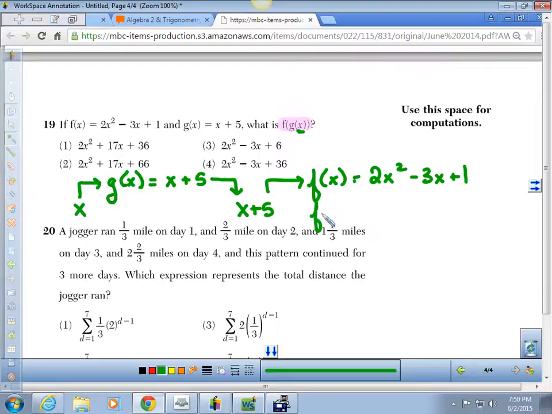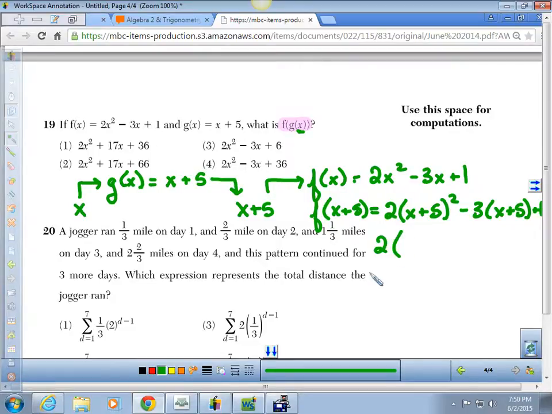So wherever there's an x, I have to replace it, so f of x plus 5 is equal to 2 parentheses x plus 5 squared minus 3 parentheses x plus 5 plus 1. So that's the algebra 2 of this. But in order to get the question right, we've got to do the algebra 1 simplification. Do I multiply or do I square first? I've got to square first.